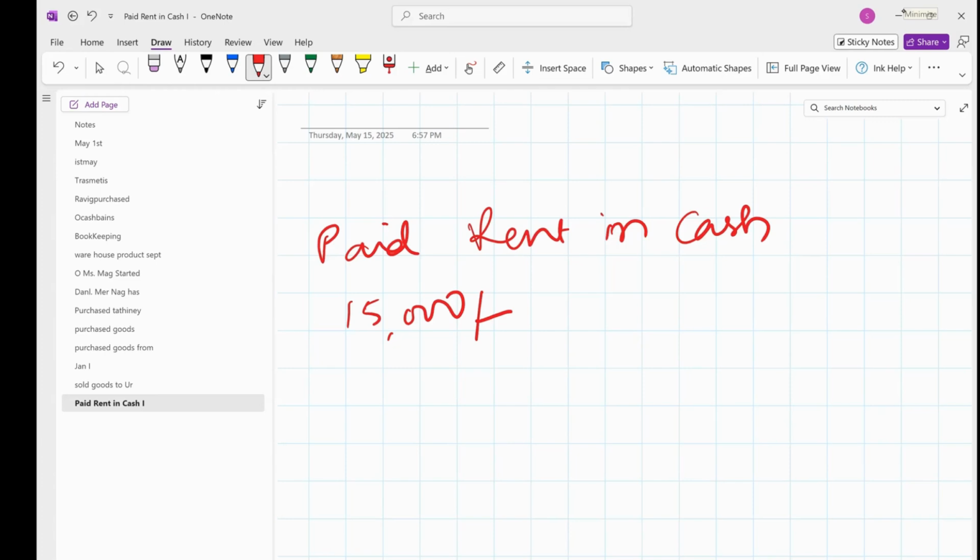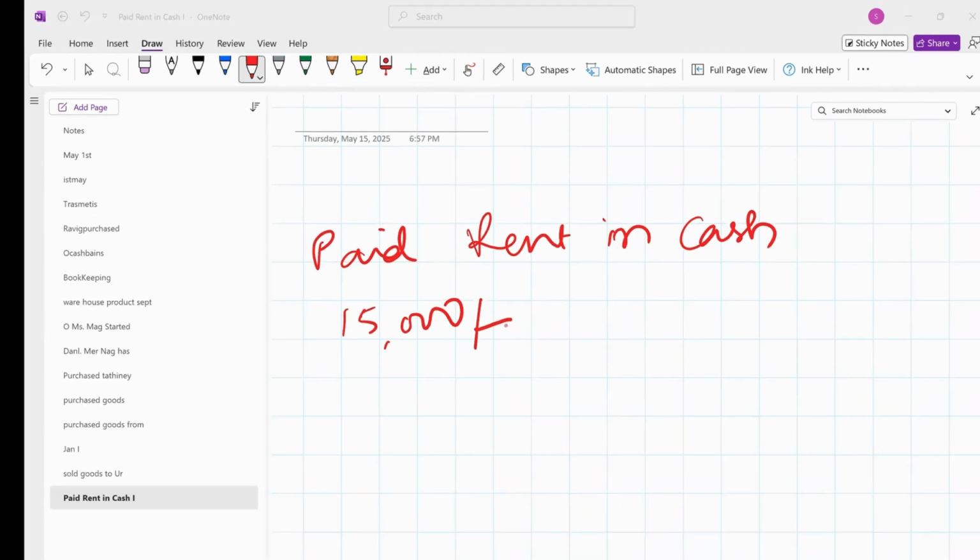So identify the important items, ma'am. Identify two important items here. Rent and cash. Yes, ma'am. Okay. Is it a cash transaction or credit transaction? Cash transaction. Okay, cash transaction.